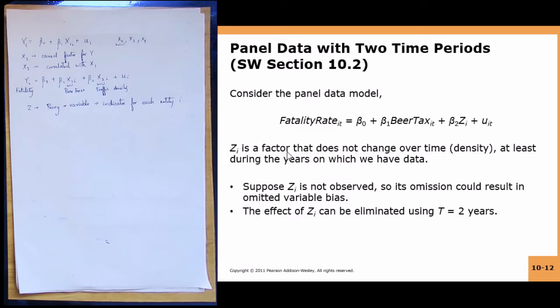ZI is a factor that does not change over time, say traffic density or culture, at least during the years on which we have data. Suppose ZI is not observed, so its omission could result in omitted variable bias. The effect of ZI can be eliminated using t equals to 2 years. Let us see how that can be done.